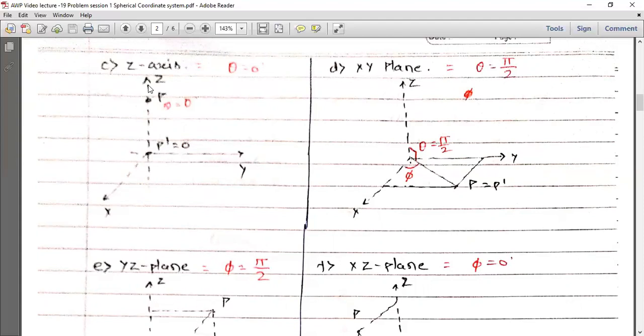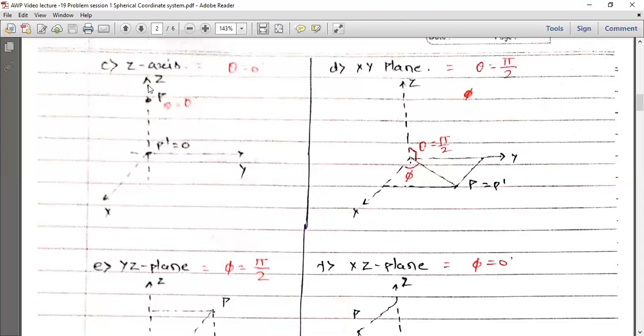The third coordinate phi is the angle between OP dash and the positive x-axis. But since OP dash is now just a point, we cannot find the angle between a line and a point. And that's why we cannot say anything about phi, or phi can take any value, all values are acceptable. So in general, for any point lying on the z-axis, R can take any value from 0 to infinity, phi can take any value from 0 to 2 pi, but theta is always 0. And that's why the z-axis is represented by just a simple expression, theta equals 0.